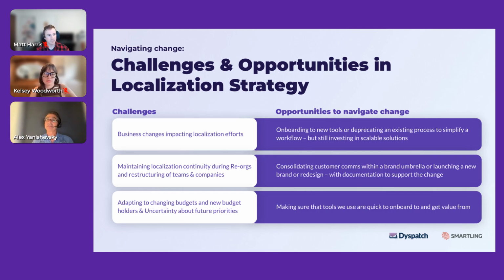So one of the things to focus on here is the idea of being open and onboarding new tools. So really auditing your existing processes and looking at processes that are inefficient and automating them, and basically making sure that the new process that you have is simplified, it's automated, and it's also scalable. Right. Another idea is consolidating customer communications within a brand or umbrella, right? As you're launching a new brand or redesign.